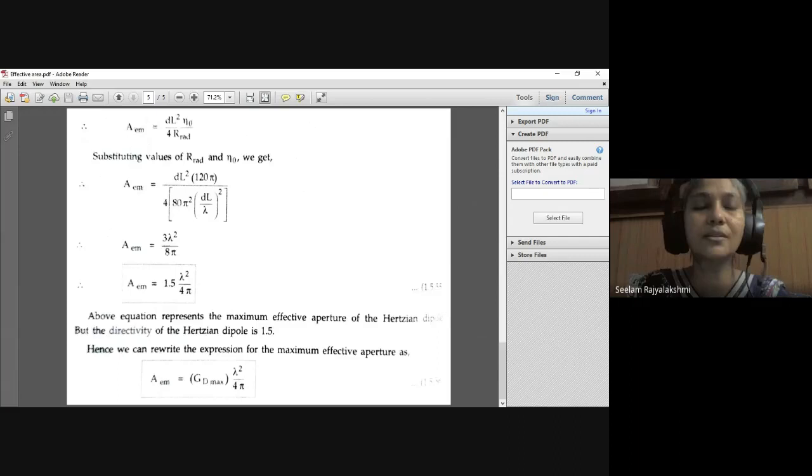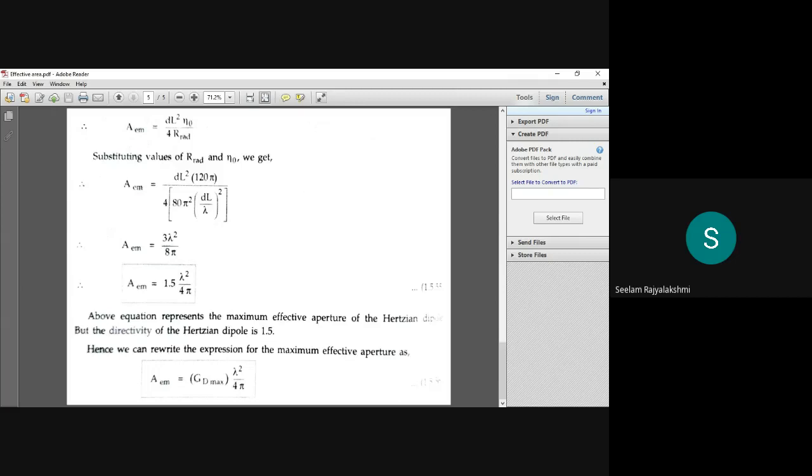Substituting the values of R rad and eta naught, eta naught equals 120 pi, and R rad equals 80 pi squared into dl by lambda whole squared. By solving we obtain AEM equals 3 lambda squared by 8 pi, which is 1.5 into lambda squared by 4 pi. This equation represents the maximum effective aperture of the Hertzian dipole.